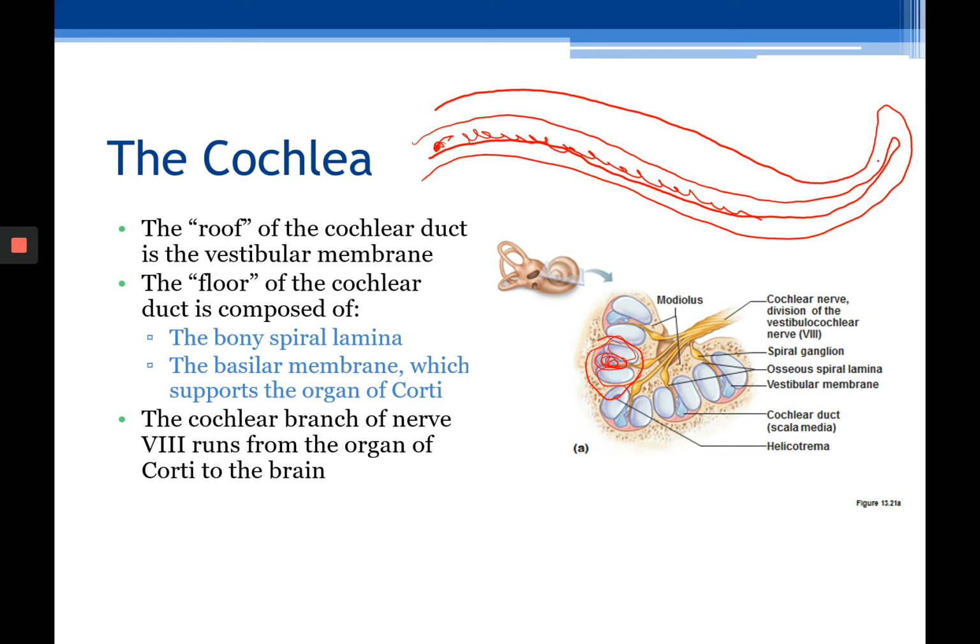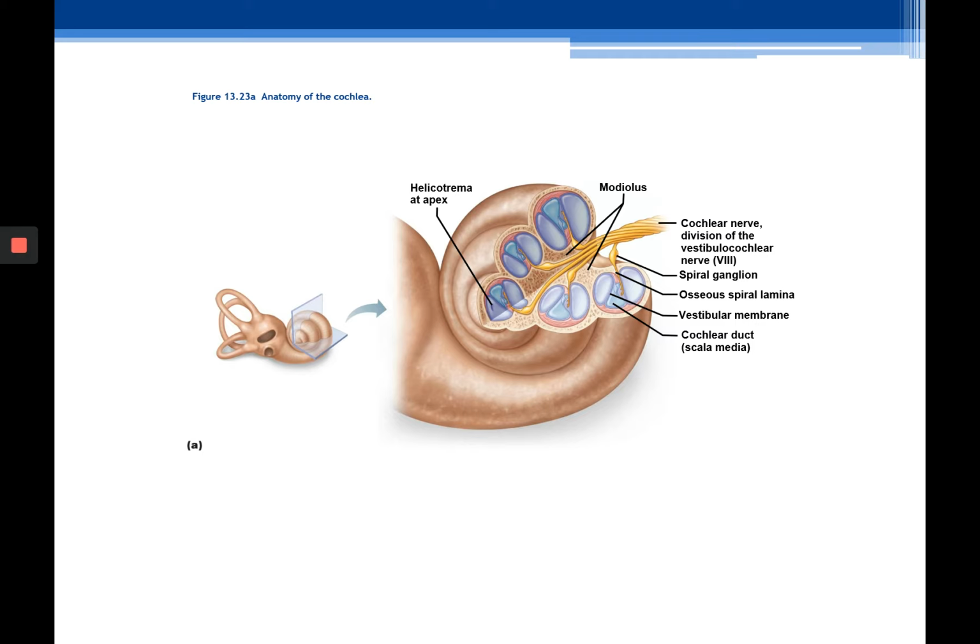And then from that, we would have the cochlear nerve, which is a division of the vestibulocochlear nerve. Here's just a better view of the cochlear nerve, a division of cranial nerve 8. We can see how they've taken a cross section, but we're going to talk more about physiology when we see the kind of unwound version.